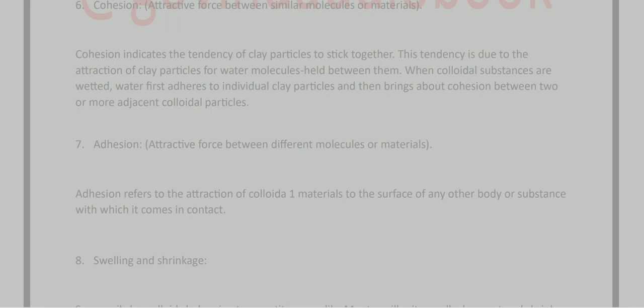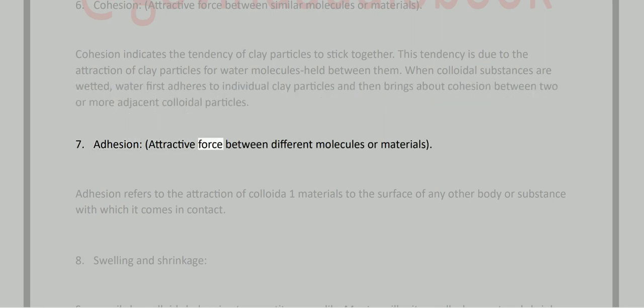6. Cohesion, the attractive force between similar molecules or materials. Cohesion indicates the tendency of clay particles to stick together. This tendency is due to the attraction of clay particles for water molecules held between them. When colloidal substances are wetted, water first adheres to individual clay particles and then brings about cohesion between two or more adjacent colloidal particles. 7.